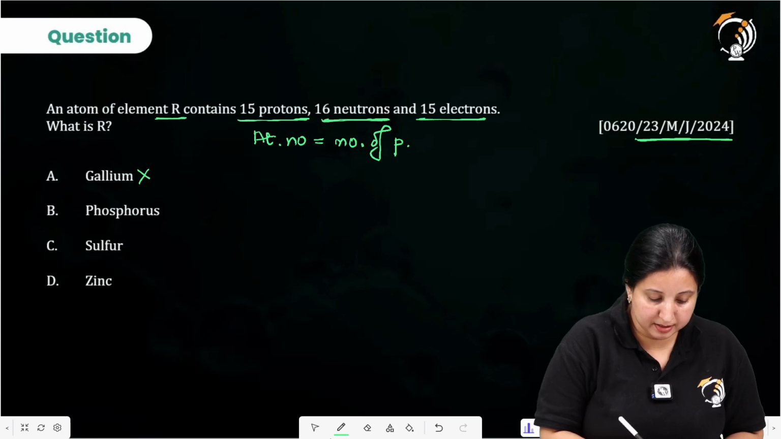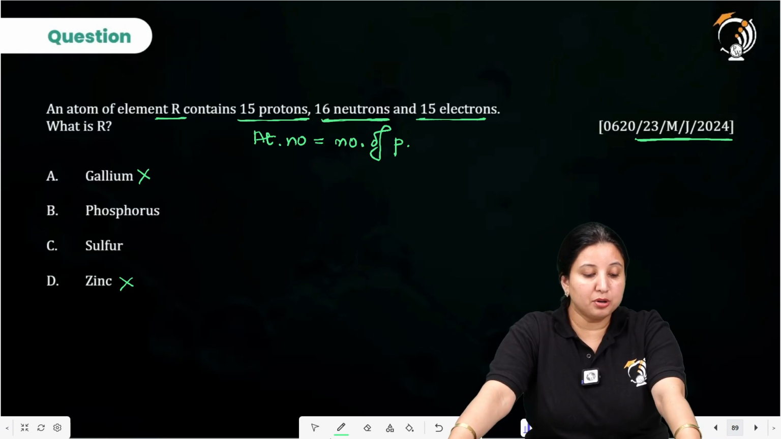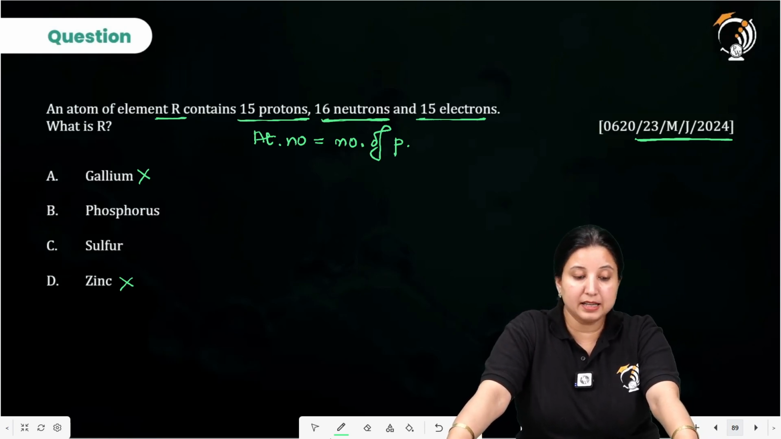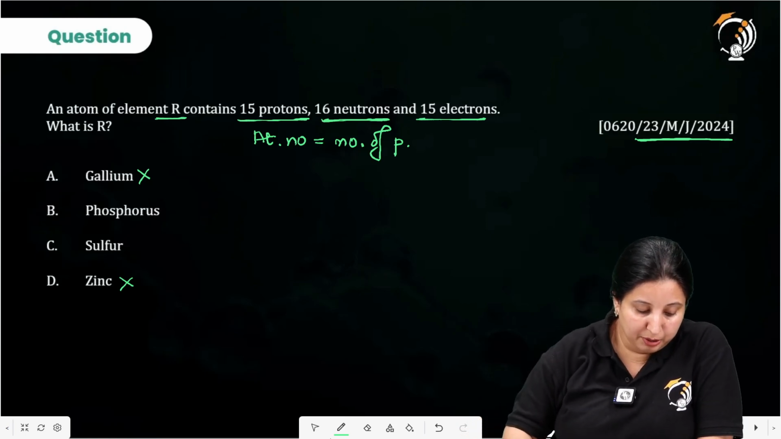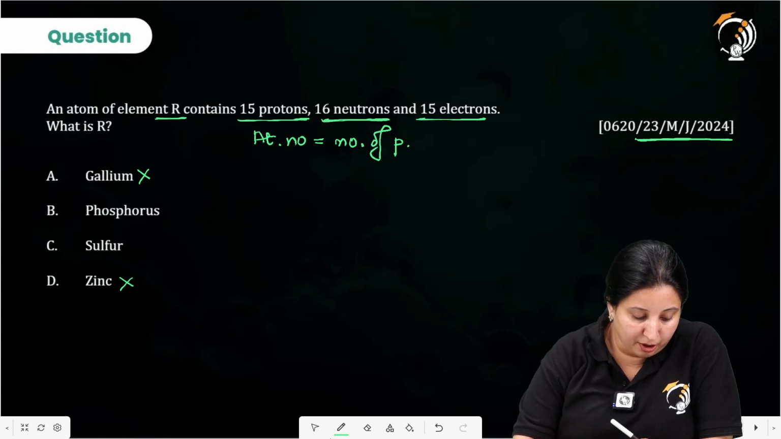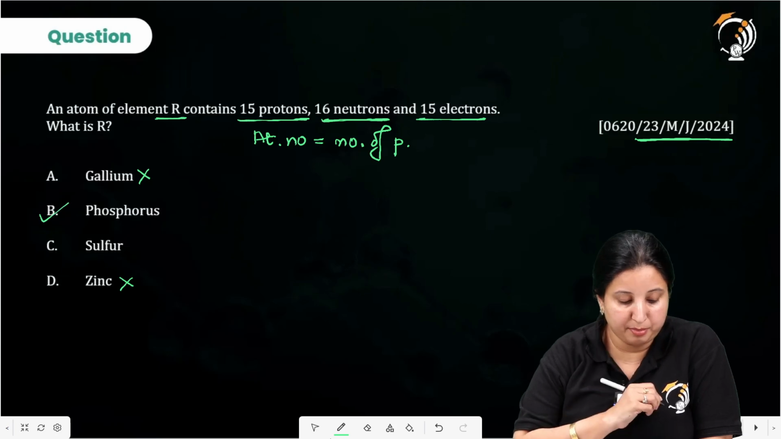Gallium could not be my answer. Zinc also could not be my answer. Why? Because zinc belongs to the transition series and its atomic number is above 20. So we are given with the 15. The same thing I can say about the gallium. So I am having the 2 possibilities, that is sulfur and phosphorus. Now look, sulfur atomic number is 16 and phosphorus atomic number is 15. So my answer is going to be the option B.